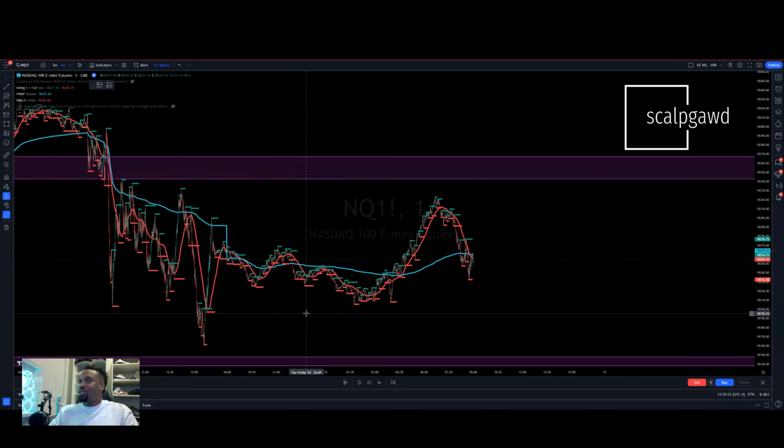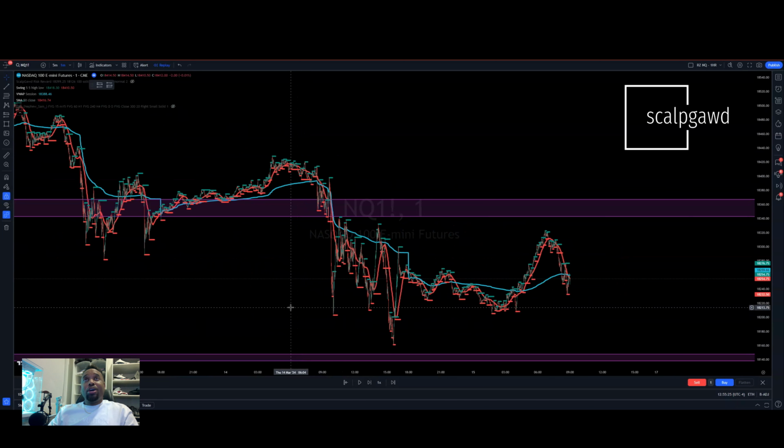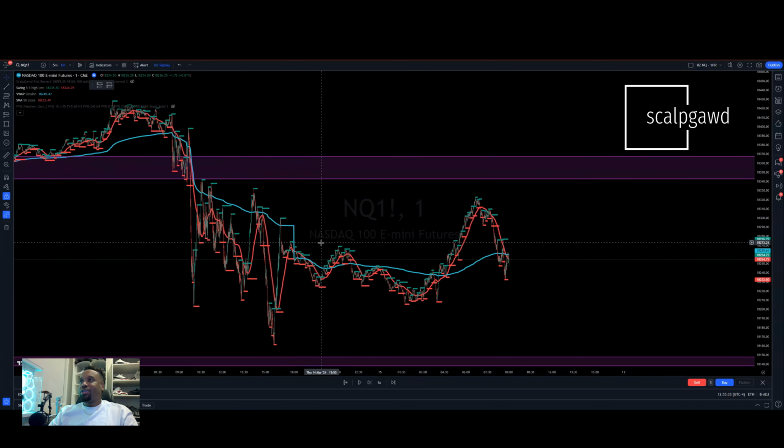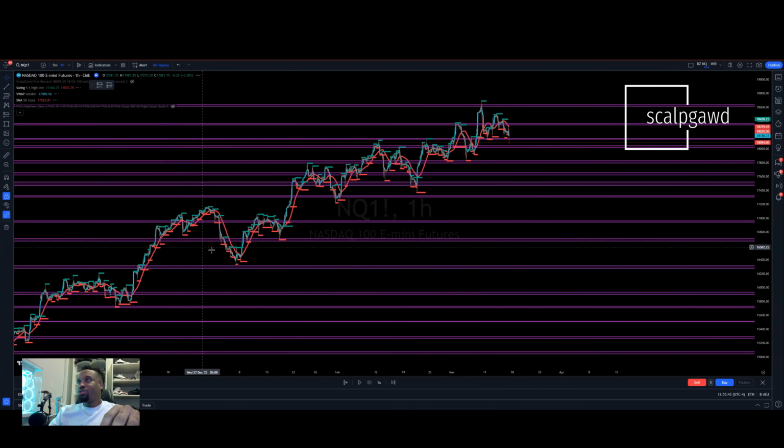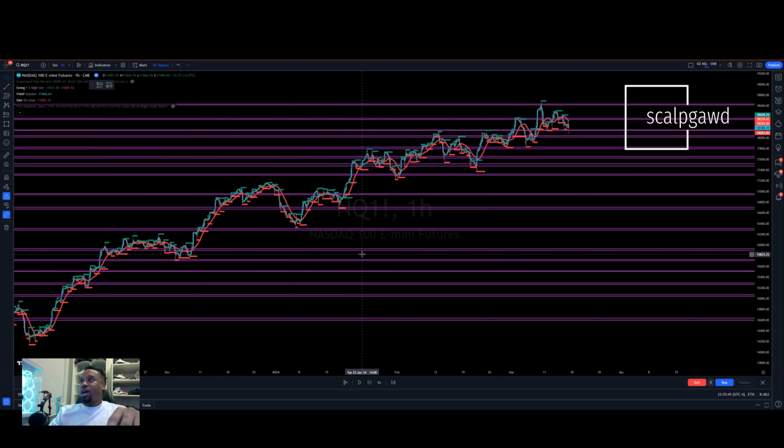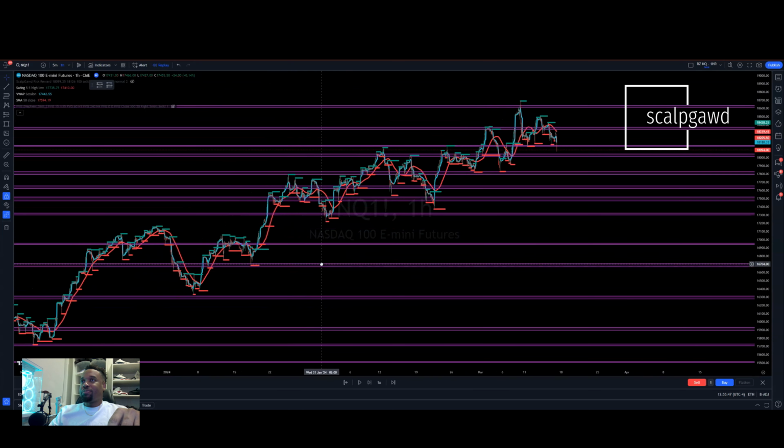So for easy reference, we're going to look at liquidity, VWAP, and reversal zones. These reversal zones are these purple areas right here on the chart. You can see in the background, this is NASDAQ or NQ, because we are trading futures. The reversal zones are drawn off of higher time frames. So if we go to the hour time frame, you can see all the reversal zones there.